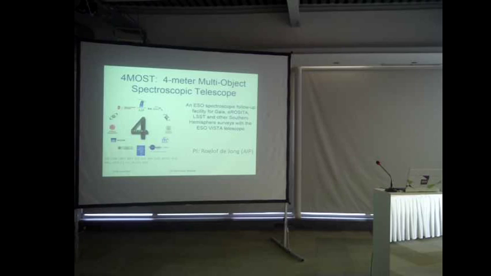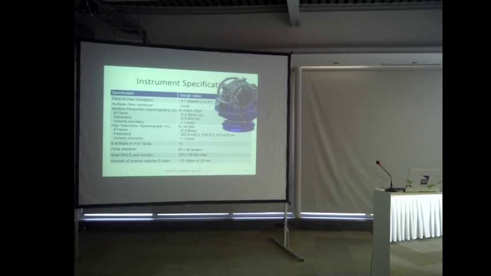So 4MOST is broadly the same in terms of its characteristics. Its field of view is 4 square degrees. The multiplex of 4MOST is about 2,400. The observing mode is different from WEAVE. WEAVE will observe in either low resolution mode or high resolution mode. 4MOST will simultaneously observe in high resolution and low resolution. One spectrograph is high resolution, and there are two spectrographs that we hope will operate at the lower resolution.